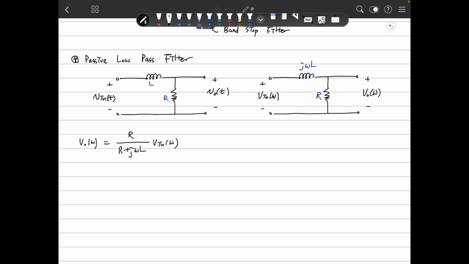For example, let V in be A cosine of 2 pi times 0.00001 t, in this manner. What is the meaning of that? This is a very low frequency.